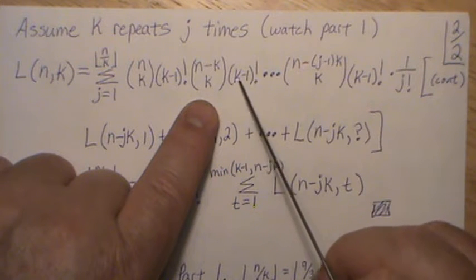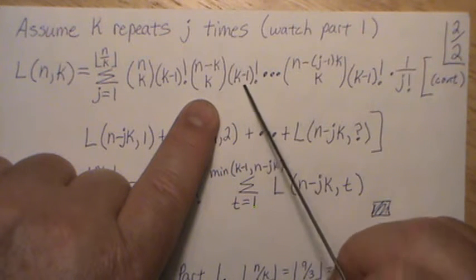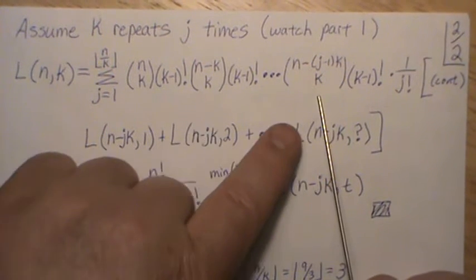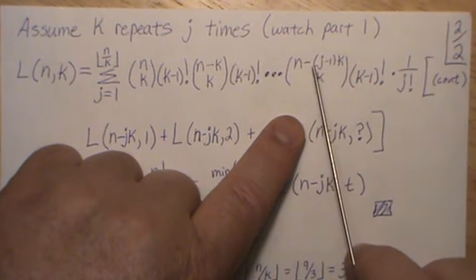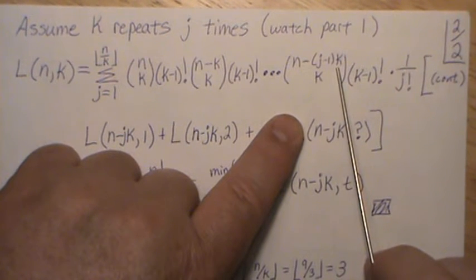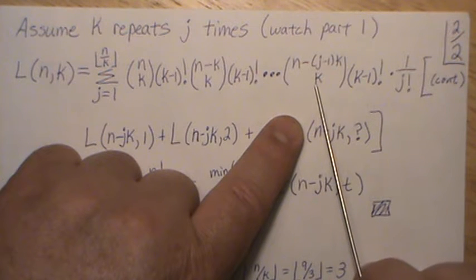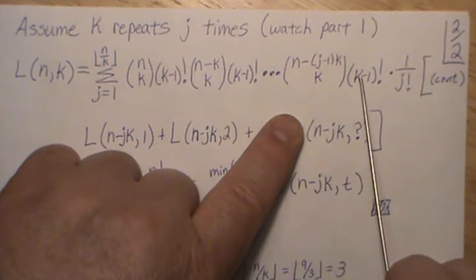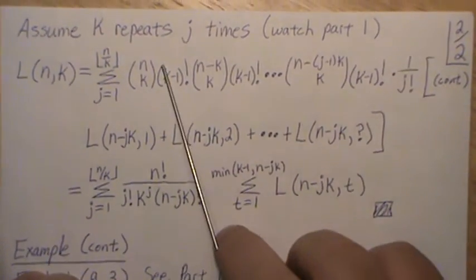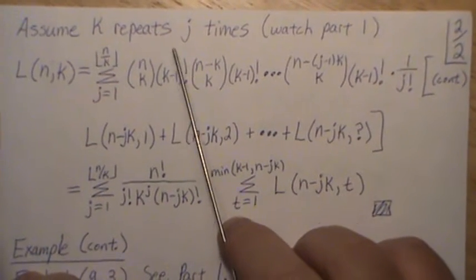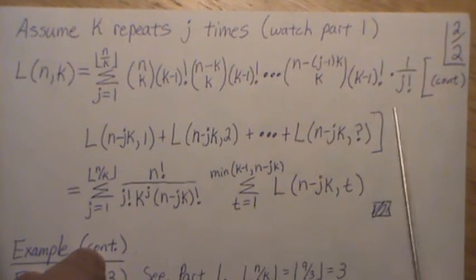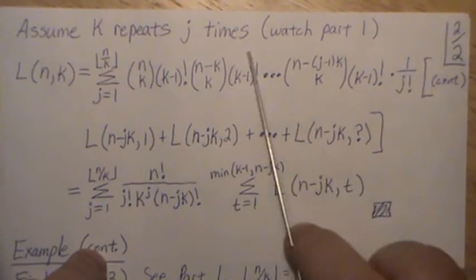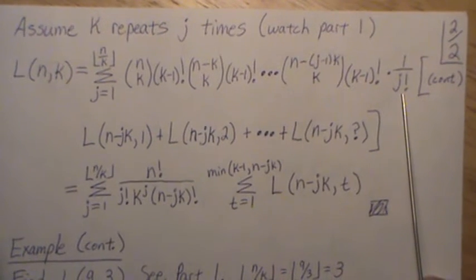And then we jumble those up, K minus 1 factorial different ways. And then we keep going until we get to the Jth repeat, which means there's n minus (J minus 1) times K boxes left. We pick K of them, and then we mix those up, K minus 1 factorial different ways, but we've overcounted. Since the K repeats J times, we've overcounted by 1 over J factorial. And this will make perfect sense when you watch part 1.